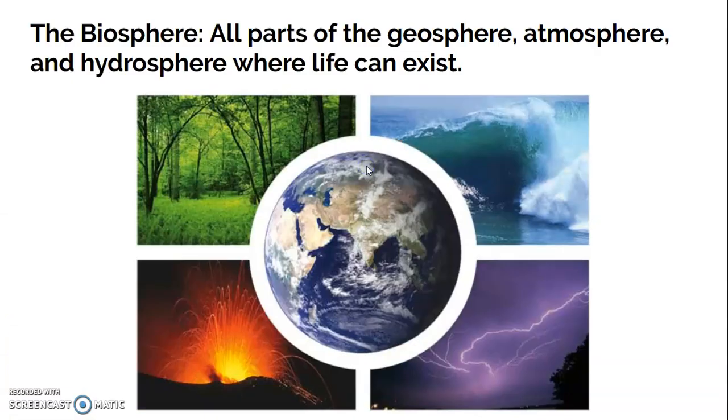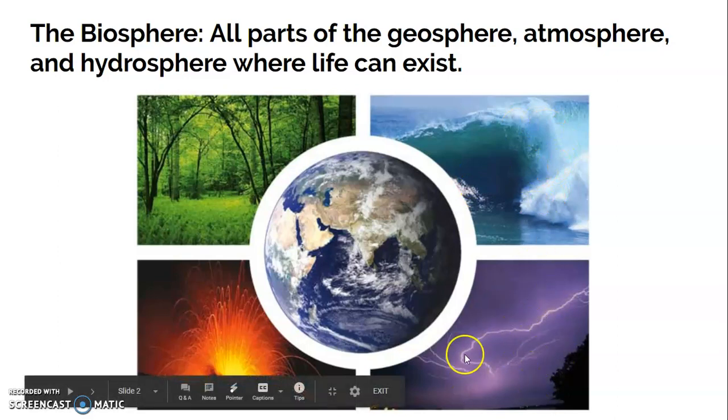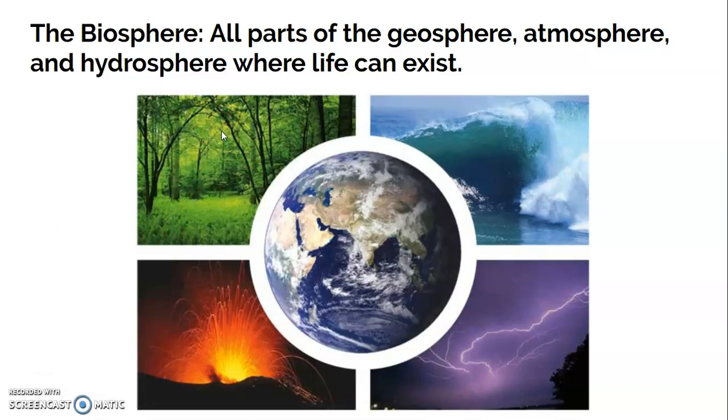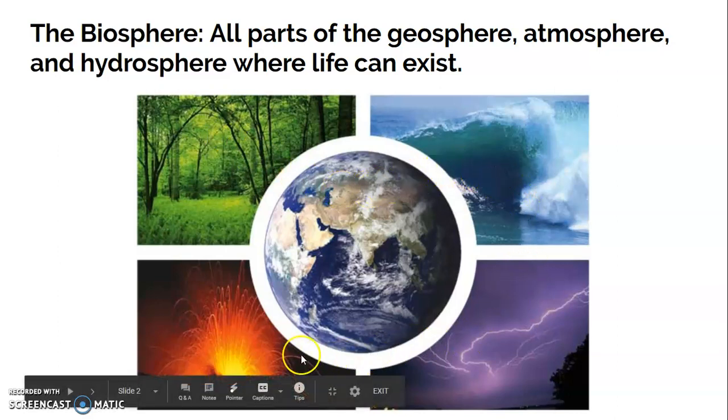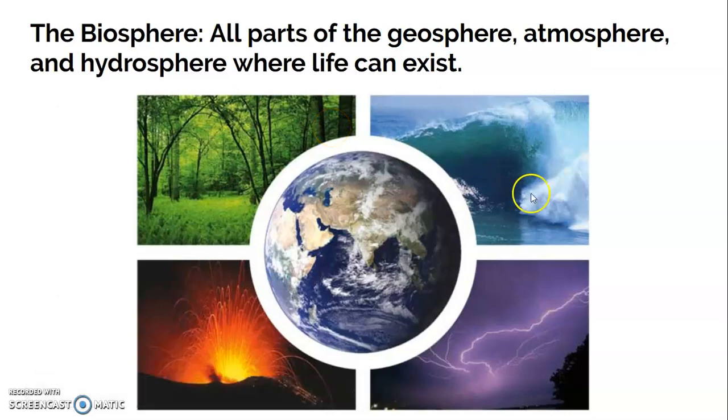So we have talked about all four spheres at this point. We have talked about the hydrosphere, which has to do with water. We have talked about the atmosphere, which has to do with the gases surrounding the Earth. We have talked about the geosphere, which has to do with the land, the rock, the layers of the Earth. And now all of Unit 6 is focused on the biosphere. The biosphere is all parts of the geosphere and the atmosphere and the hydrosphere where life can exist. So we've talked about living things this unit.